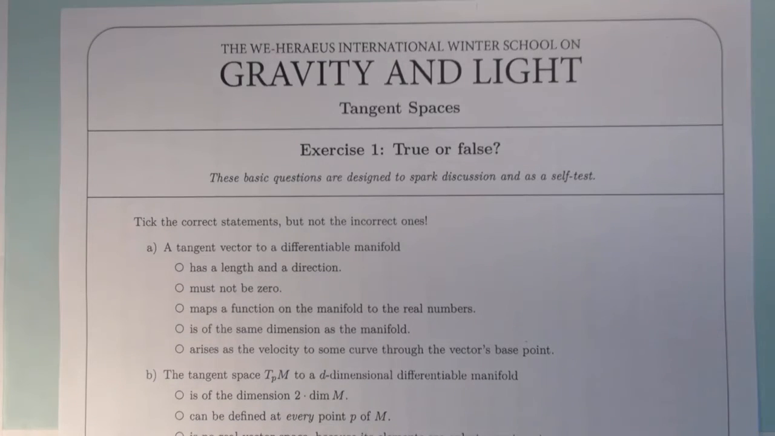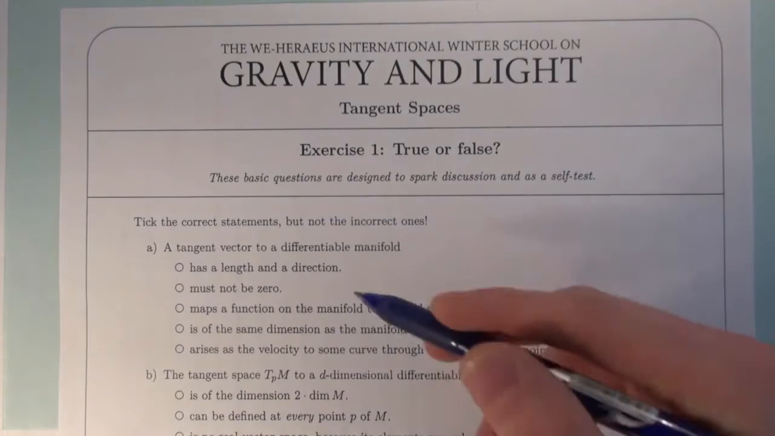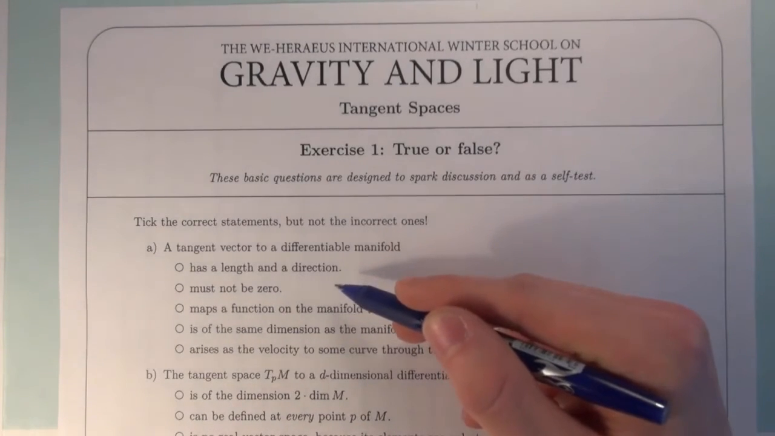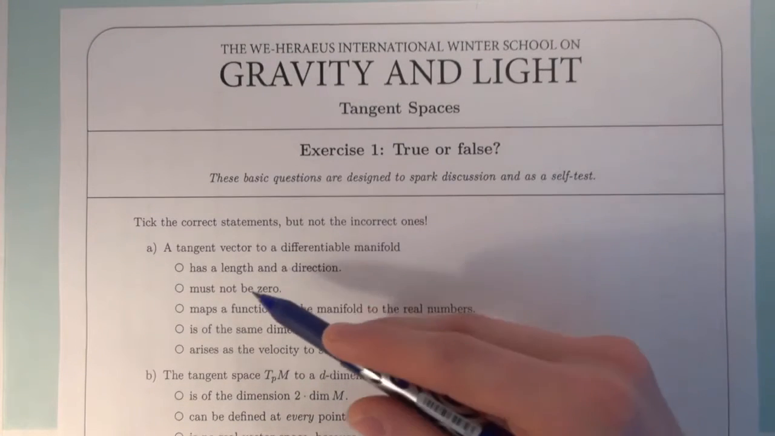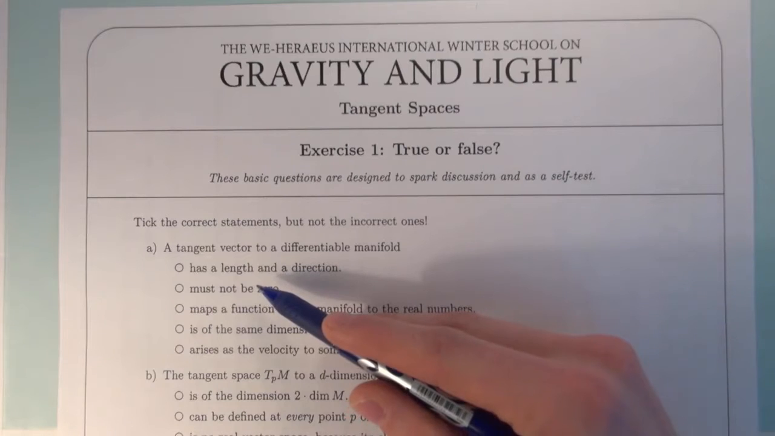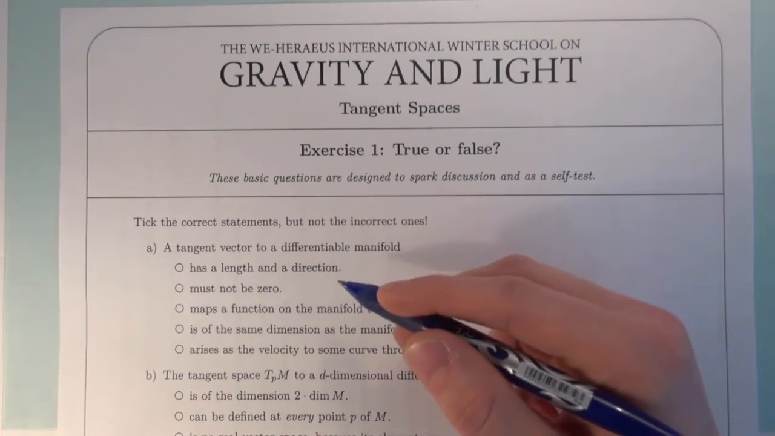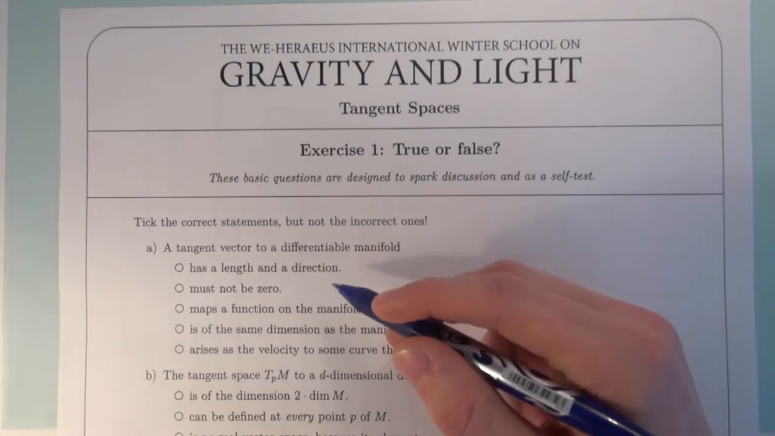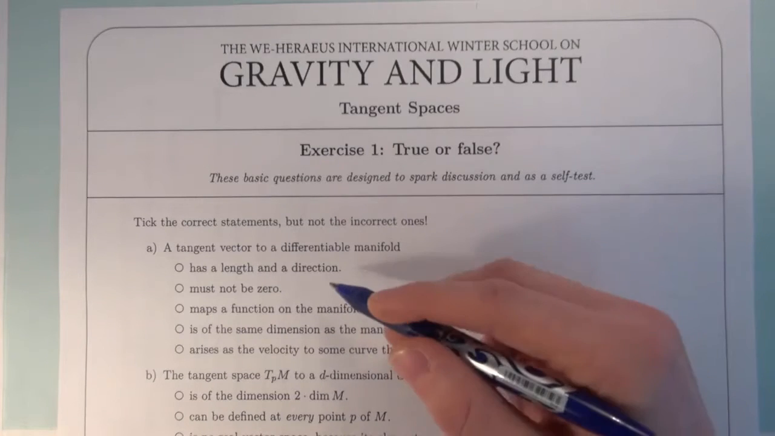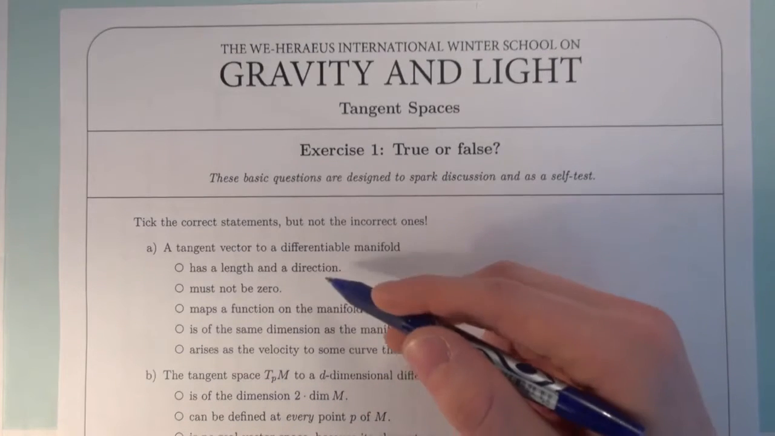A. A tangent vector to a differentiable manifold has a length and a direction. Well, while you could argue that the direction is given by the tangent vector as a new kind of terminology, it certainly has no length in a general setting. Because, as you will see in one of the following lectures, a length is only defined when you have a metric on your manifold, and in general you have not, so the first option is wrong.